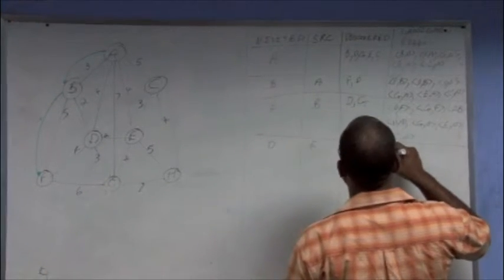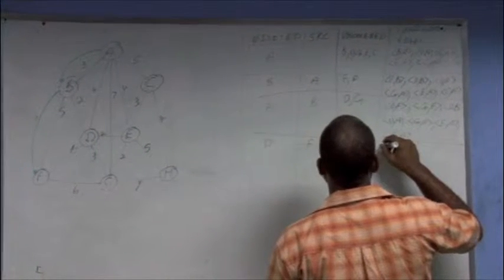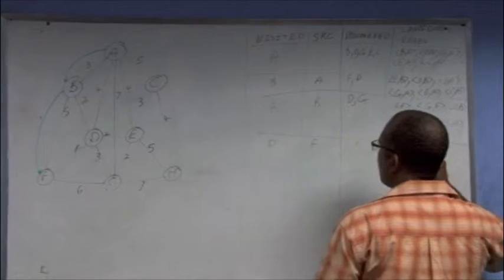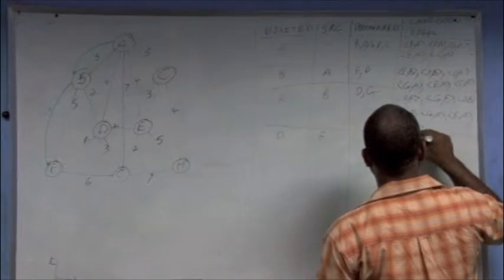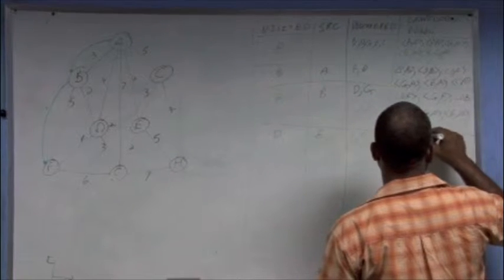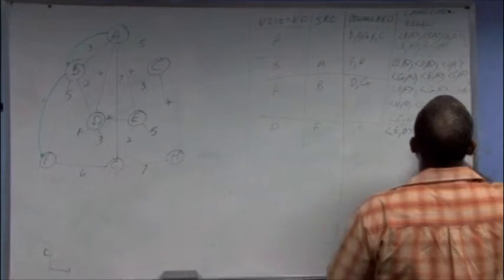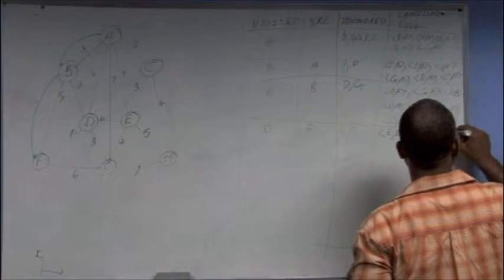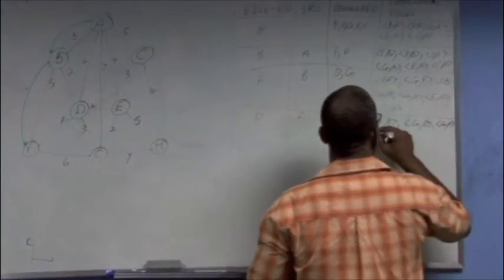Now, in our list, that's gone. We have E from D, G from D. Those are the new things. Then we're going to copy down the things that we didn't use before. That's G from F, then D from B.